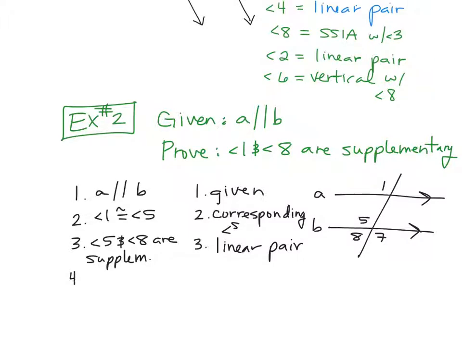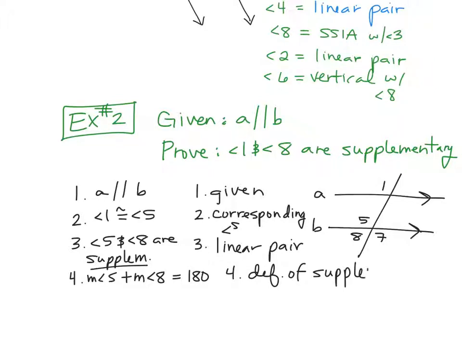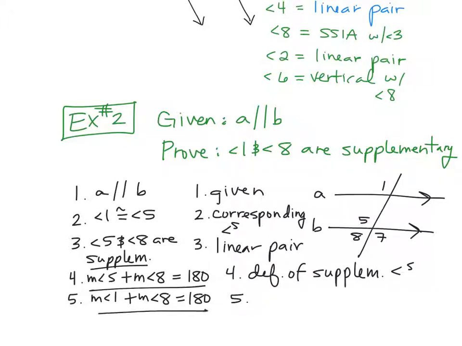Okay, so then I can say the measure of angle 5 plus the measure of angle 8 will equal 180. How do I know that 5 plus 8 equals 180? Because they're supplementary, right? In the last step, it told us they were supplementary. So that's the definition of supplementary angles. Okay, so now I'm going to say the measure of angle 1 plus the measure of angle 8 is 180. Do you see why I can make this that?